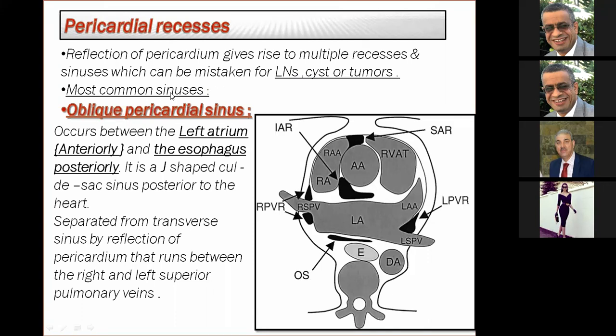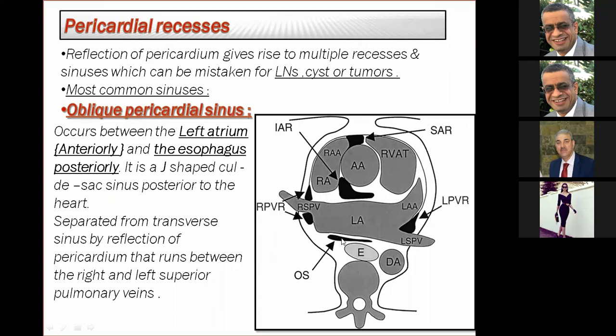The most common sinus is the oblique pericardial sinus. The oblique pericardial sinus occurs between the left atrium anteriorly and the esophagus posteriorly. It is a J-shaped cul-de-sac sinus posterior to the heart. The transverse sinus is formed by a reflection of the pericardium that runs between the right and left superior pulmonary veins.